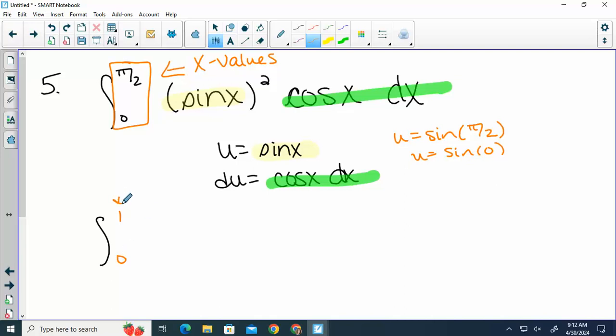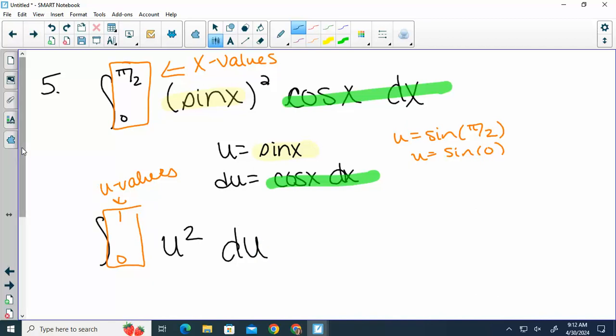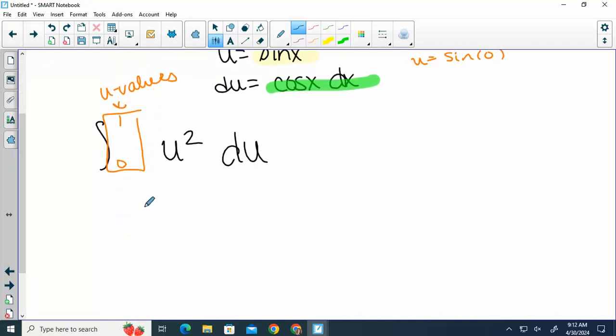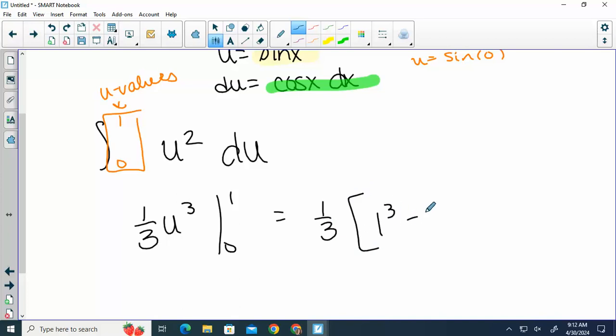So these are u values. That means I can plug those in for my u at the end. I never have to go back to x. Then my sine gets changed to a u, so it's u squared. The cosine x dx is my du. What is the antiderivative of u squared? From 0 to 1, you have 1/3 times 1 cubed minus 0 cubed. So 1/3 times 1 is 1/3.